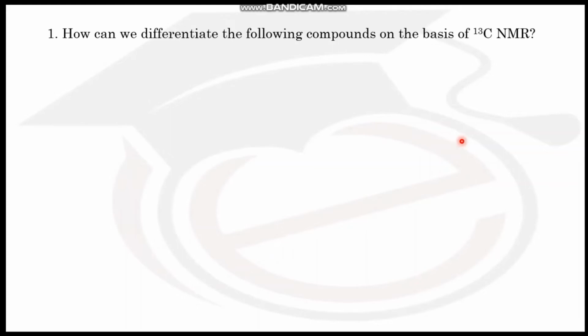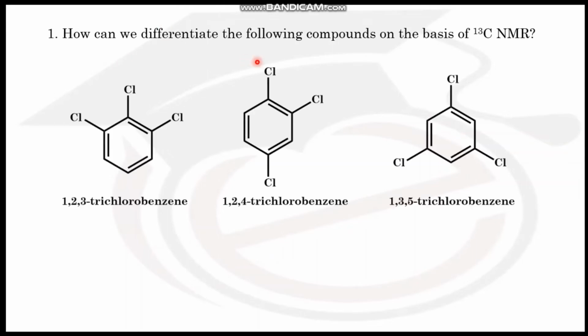First question: how can we differentiate the following compounds on the basis of C13 NMR? These are the three compounds. This is 1,2,3-trichlorobenzene, and this is 1,2,4, and this is 1,3,5. Sometimes you may write 1,2,6-trichlorobenzene, but that's wrong.